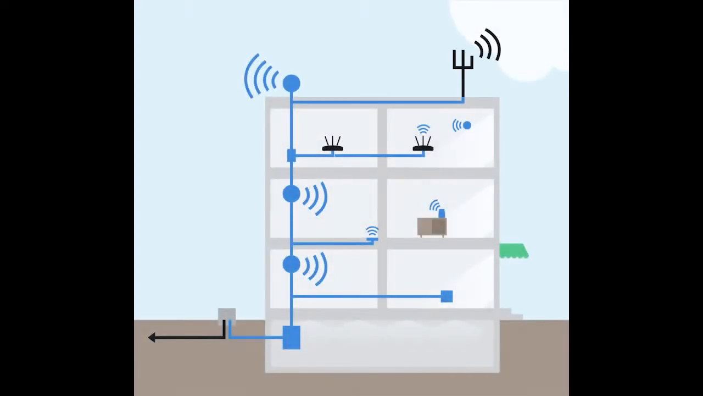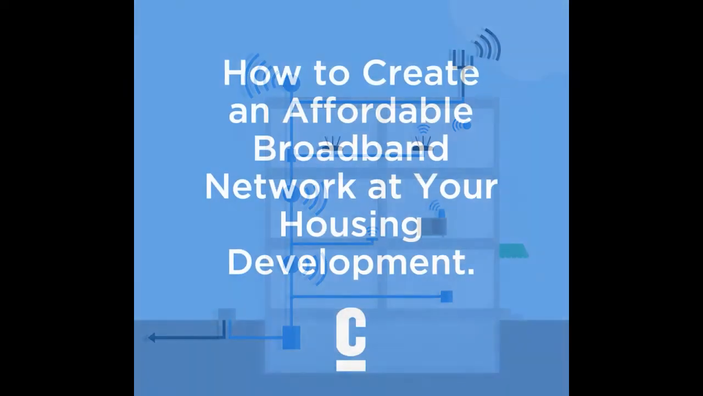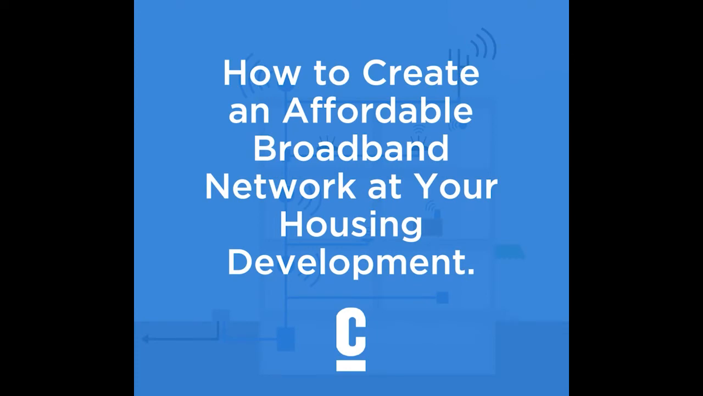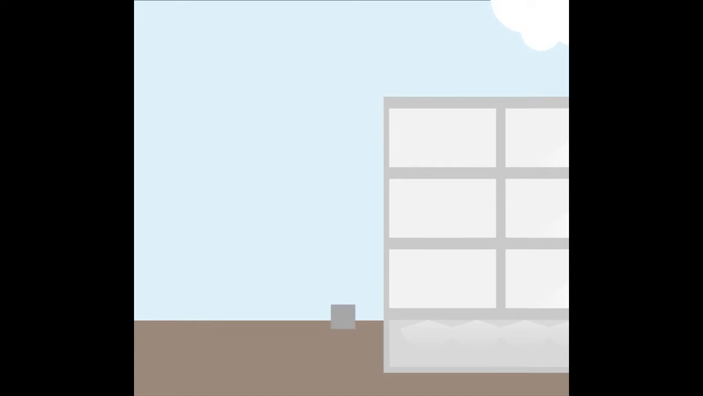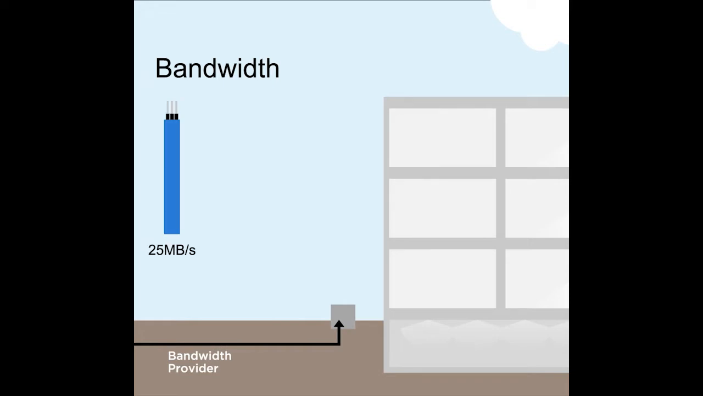Connecting your housing development's units to the internet affordably is actually pretty simple. And once you have internet connectivity in place, you open up a whole world of possibilities for you and your residents. Broadband providers bring bandwidth to your curbside as part of their own infrastructure efforts. Bandwidth is simply the amount of connectivity speed or power in a single connection.